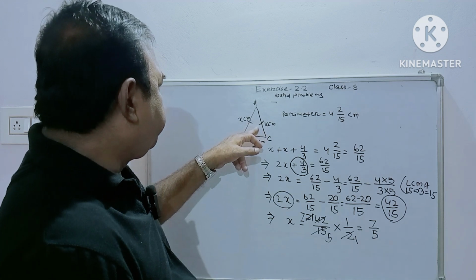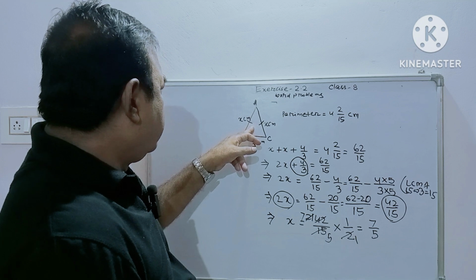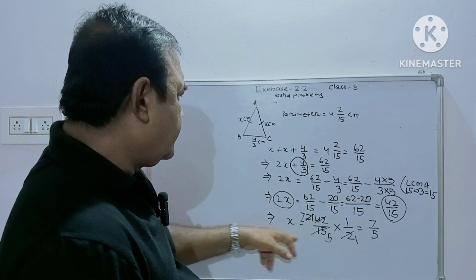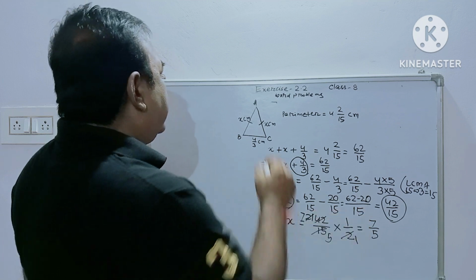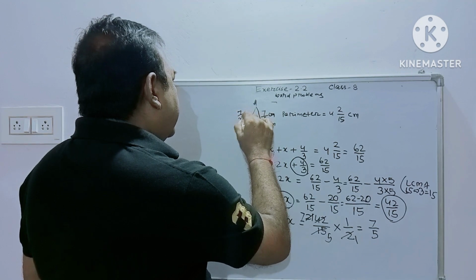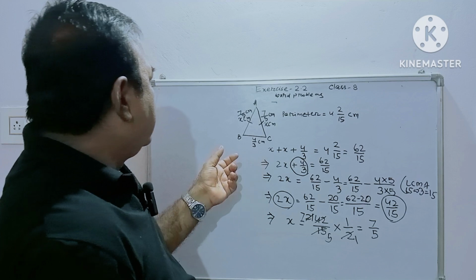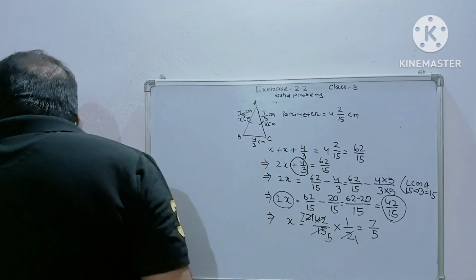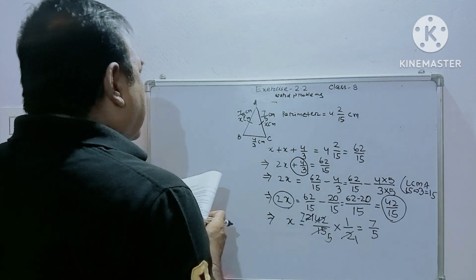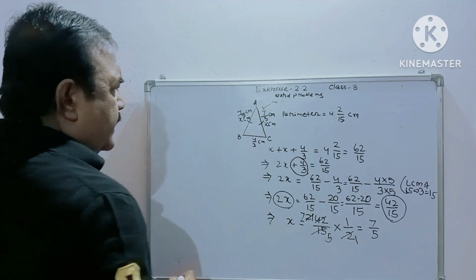So we are having two equal sides in an isosceles triangle. So what is the value of x? 7 upon 5. So here it is 7 upon 5 centimeter. Here it is also 7 upon 5 centimeter. So either of the remaining equal sides, we got 7 upon 5 centimeter each.